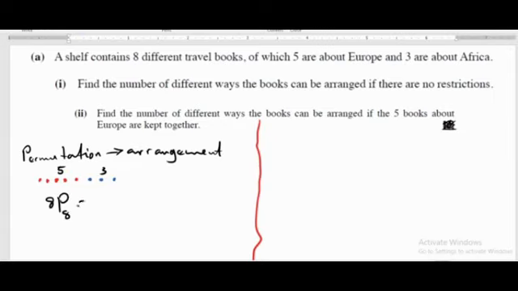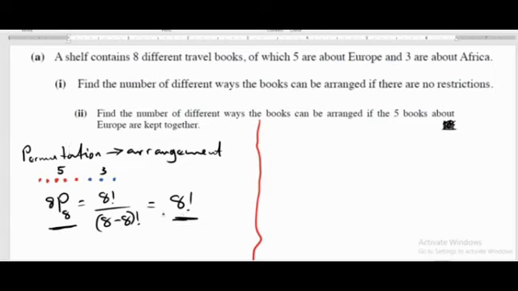8 permutation 8 is 8 factorial divided by (8 minus 8) factorial, so 8 permutation 8 is simply 8 factorial. Henceforth I will not be writing permutation, I'll simply use the factorial since it's a question about permutation. Alright. So in answering the question, our answer is going to be 8 factorial.